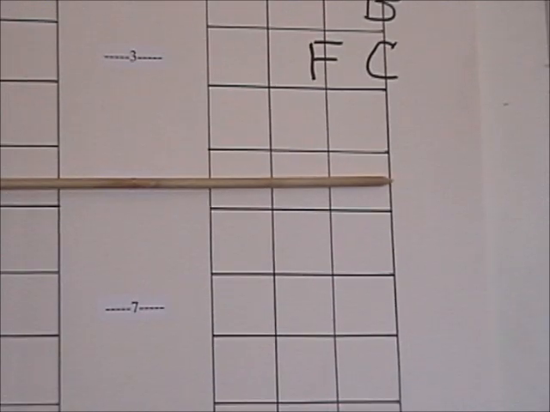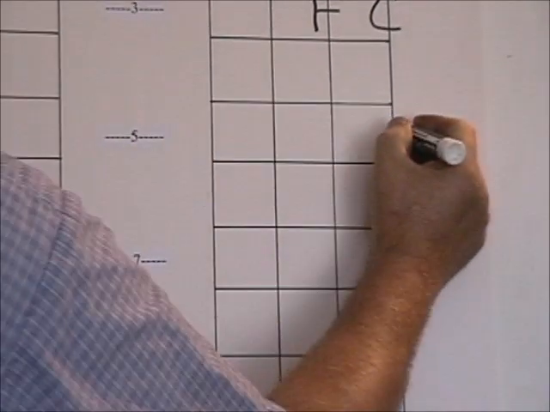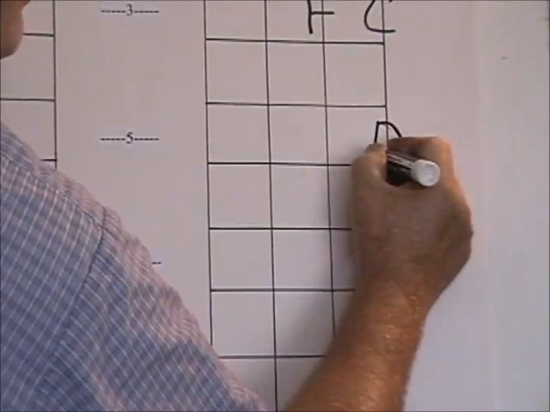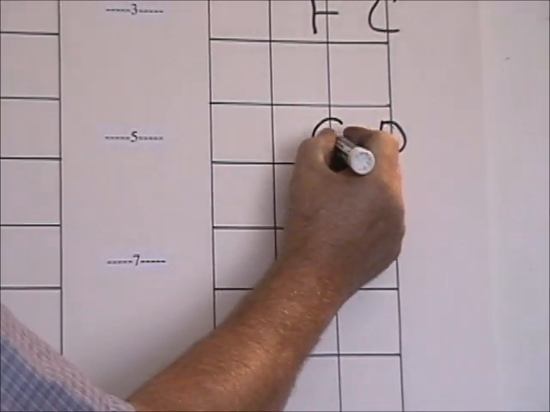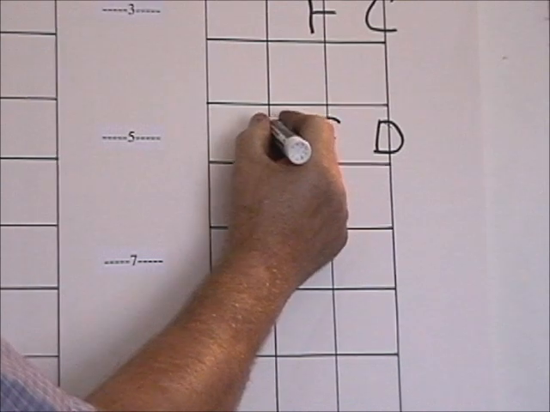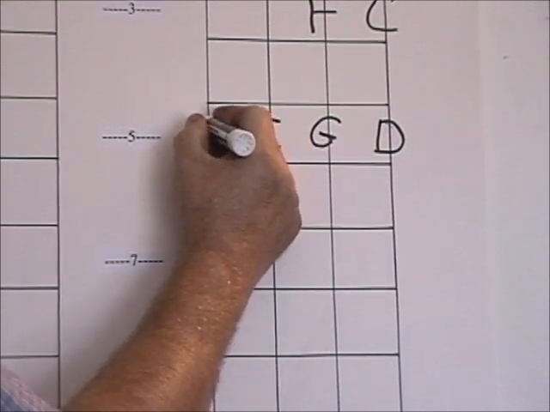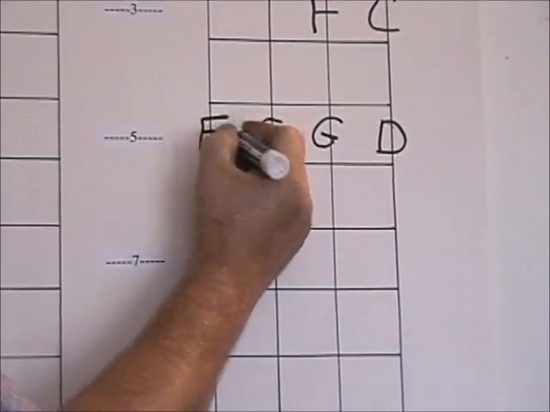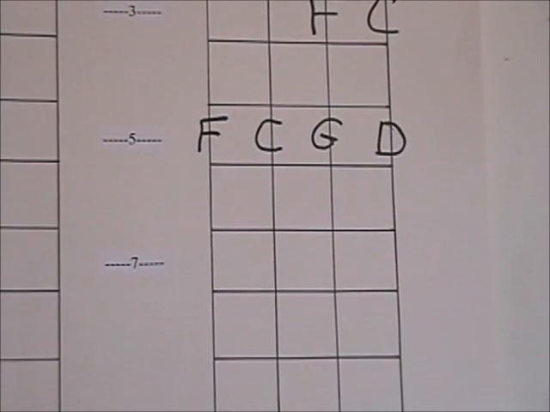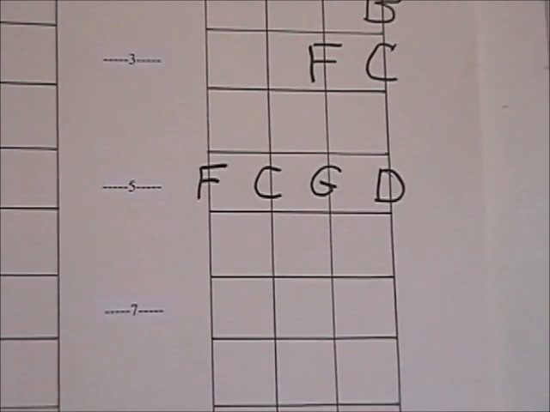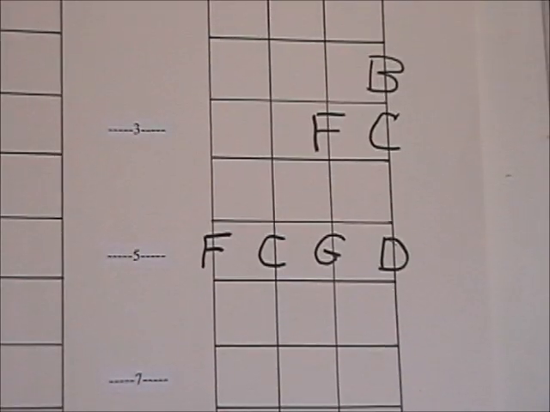So now we're going to go down, the D is down here. And next to a D is a G. And next to G is a C. And next to C is an F. Now if I can turn these notes into chords, we can produce harmony by playing across the neck and up and down.